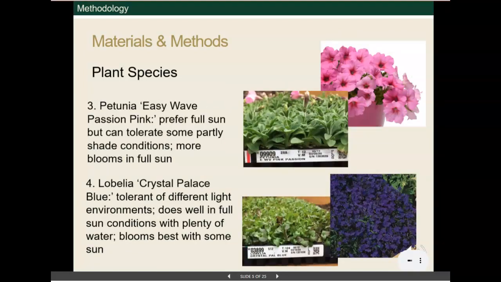Petunias, like vincas, prefer full sun and will have the most blooms in a full light environment. It can still tolerate some shade, though. Finally, lobelia can actually tolerate several different light environments and should do okay in all 3 treatments. It does bloom best in partial sun, but as long as it's well watered, it can tolerate full sun.